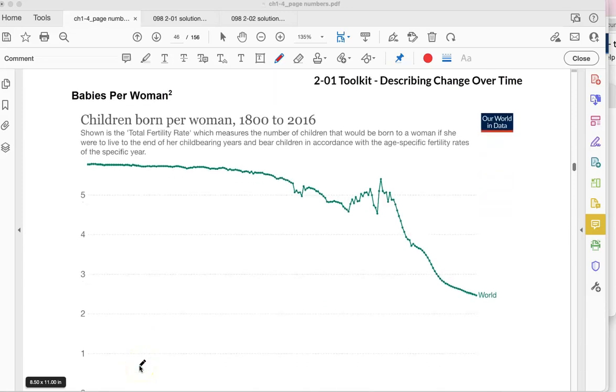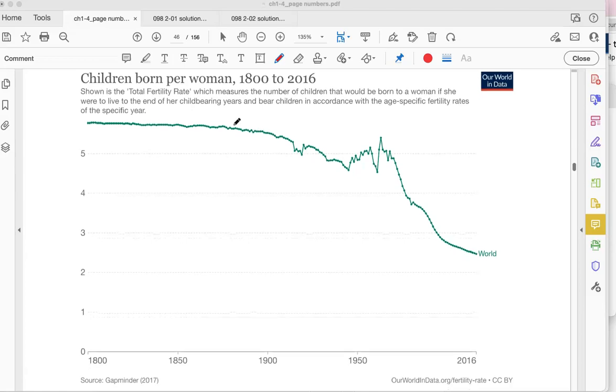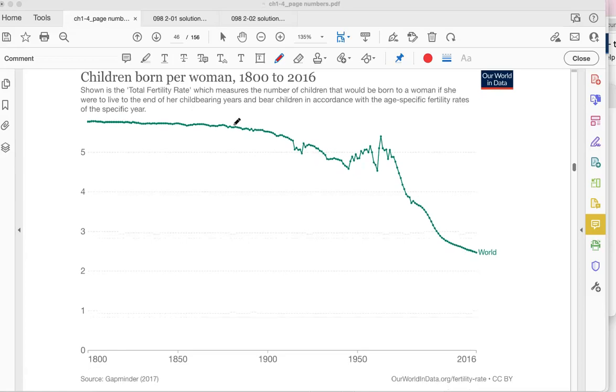On page 46, we have a graph that shows children born per woman over the years 1800 to 2016. So we have a different quantity that's changing over time, and we have a much shorter time interval that we're looking at. This text here details exactly how they count this.